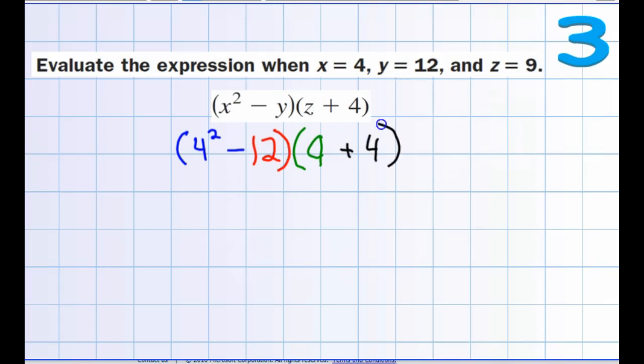So what we got to do is do our parentheses, or our PEMDAS first, so our parentheses first. We're going to look inside of our first parentheses, we have an exponent that we need to do before we do anything else. So 4 times 4 is 16 minus 12. That gives us 4. So inside this parenthesis we have 4. Here we have 9 plus 4. Well, 9 plus 4 is 13.